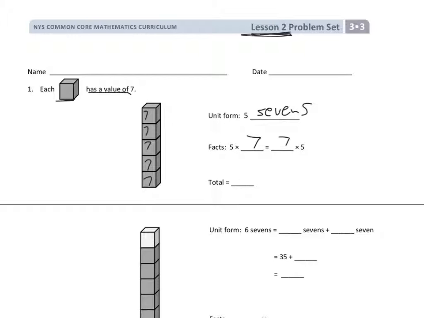And then you can just count these to get a total. Either you know the fact, 5 times 7, or you can skip count by 7. 7, 14, 21, 28, 35 is our total.